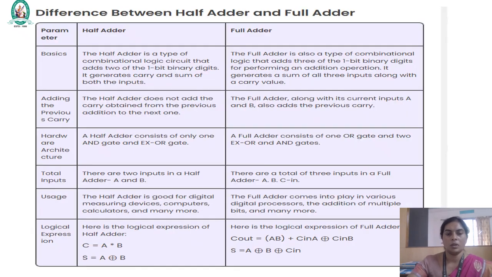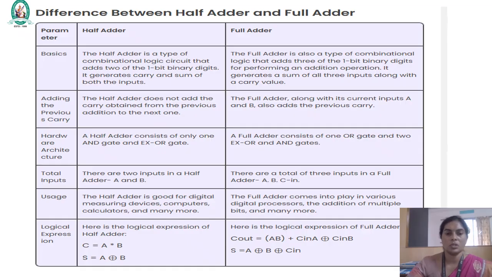Now we are going to discuss the difference between the half adder and the full adder. The half adder is a type of combinational logic circuit that adds two binary digits, whereas the full adder is also a combinational logic circuit that adds three binary values, and both produce a sum and carry value. In terms of hardware architecture, the half adder consists of an AND gate and an XOR gate, but the full adder takes two XOR gates, two AND gates, and one OR gate.